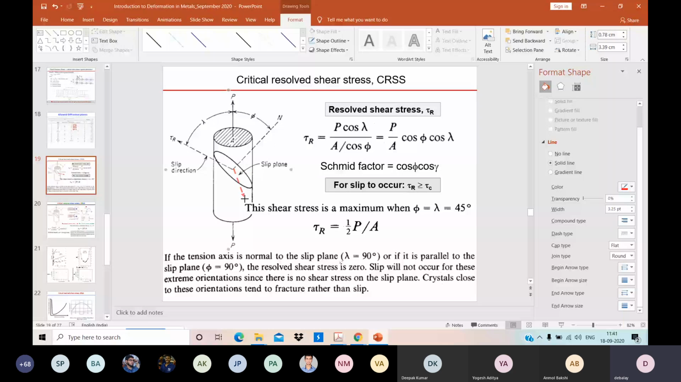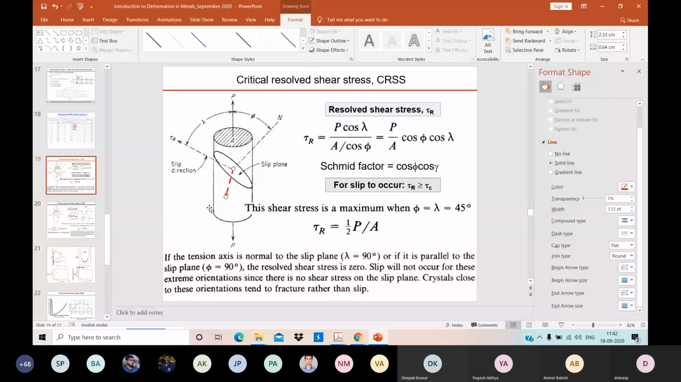So slip direction and slip plane normal, what will be the angle between them? 90. Then only the direction will lie on that plane. If the dot product is 0, for that 90 degree is a must. So slip plane normal and slip direction, the angle will be 90 degree between them.